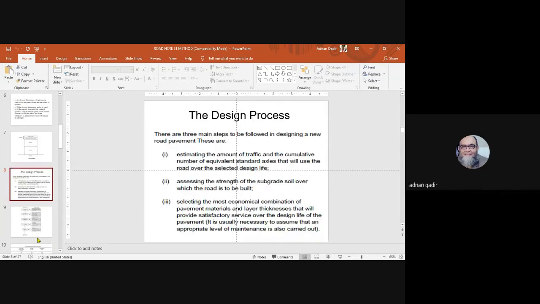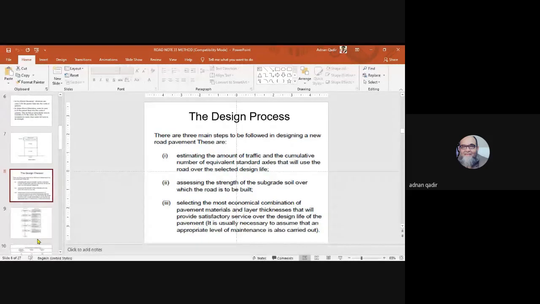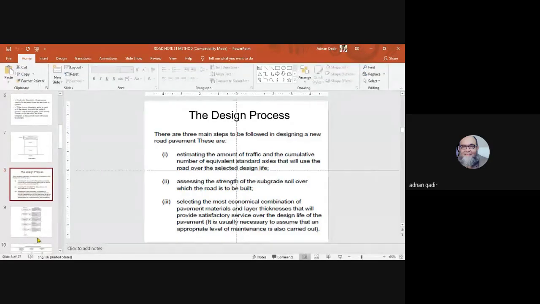So what is the design process? You have to follow these 3 main steps. Estimate the amount of traffic and the cumulative number of equivalent standard axle loads that will use the road over the selected design life. Here I'll stop a little and recommend that whatever methodology you have adopted for estimating the amount of traffic and number of equivalent single axle loads that will use the road over the design life, you use what you normally use in the H2 method of pavement design.